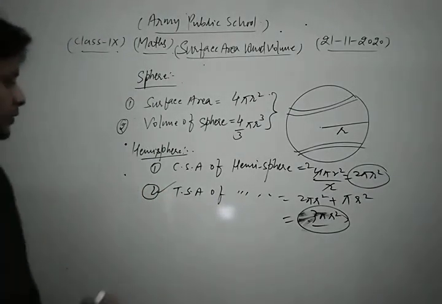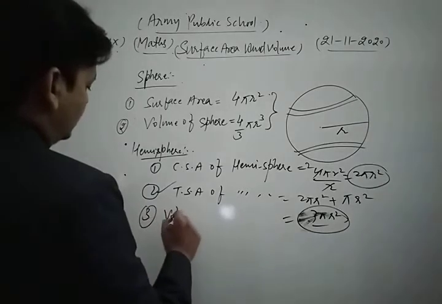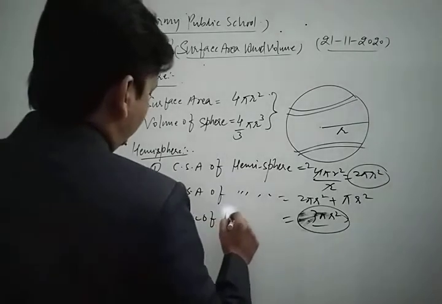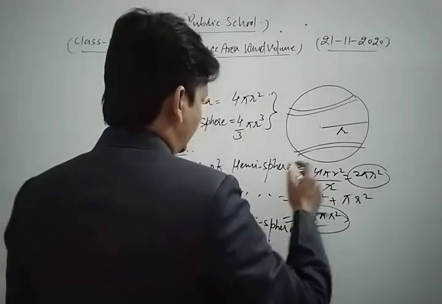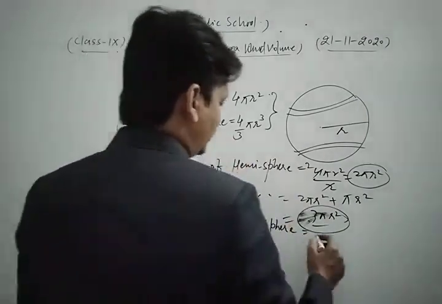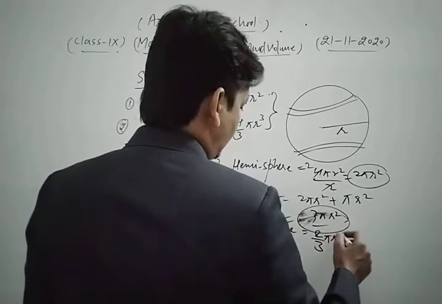And the volume of the hemisphere, the third one, is what? We divide by 2, so we get 2 by 3 pi r cube.